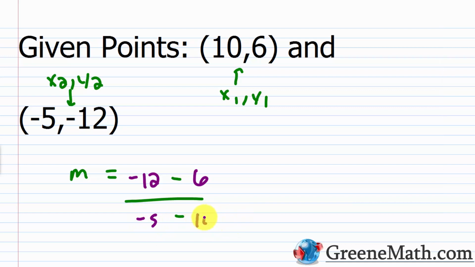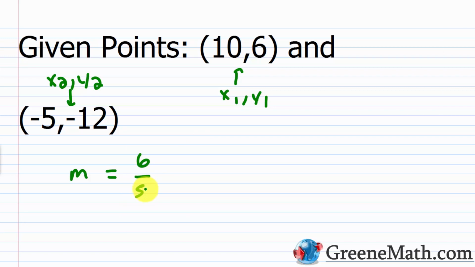Okay? So if I think about -12 minus 6, that's -18. So this is -18. -5 minus 10 is -15. So I know immediately this is going to be positive, right? Because negative over negative is positive. Each here is divisible by 3. If I divide 18 by 3, I get 6. If I divide 15 by 3, I get 5. So it looks like my slope is going to be 6/5. Okay, so my slope is 6/5.